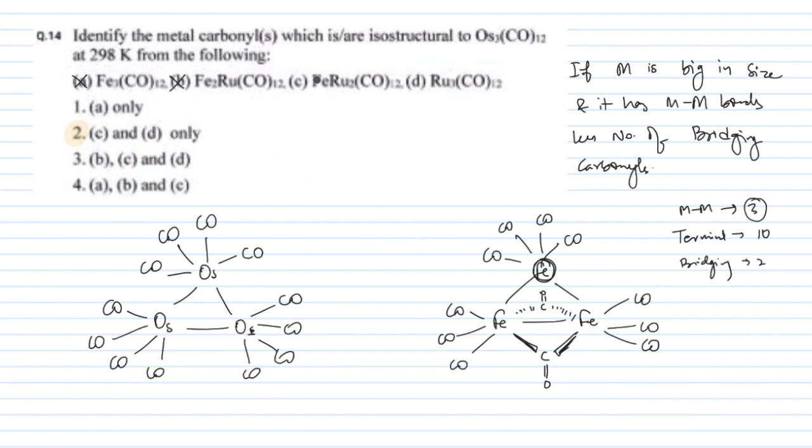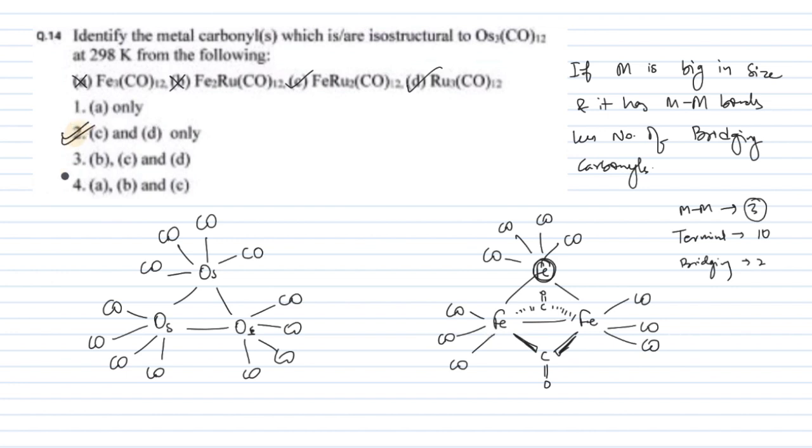Talking about the third one, here you only have 1 iron and 2 ruthenium. So that iron will be here and 2 ruthenium will be here. Now the metal size has increased. As the metal size increases, as I told you, the bridging carbonyl will not exist. So now this particular one will be quite similar to this. You will have ruthenium here, and iron over here, and the structure will be isostructural with this. And talking about the last one, this is again the same because ruthenium is bigger in size and quite comparable with the osmium. So that's why C and D are your correct options for this particular question.